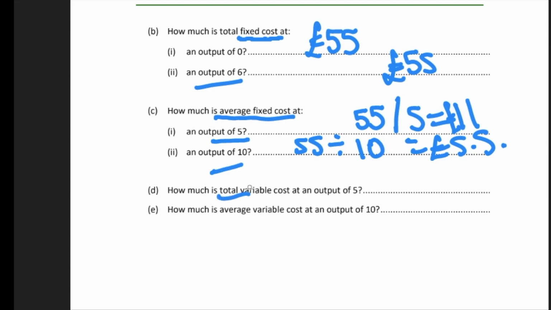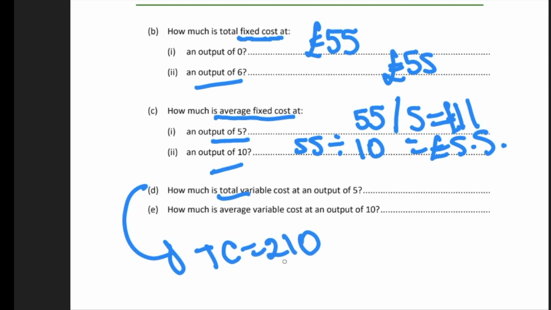D, how much is total variable cost at an output of 5? So instead of me flicking back, I know we figured it out anyway, what I'm going to tell you is that total cost for an output of 5 was 210. It's on the table though, because you figured it out. So how much is total variable cost at an output of 5?